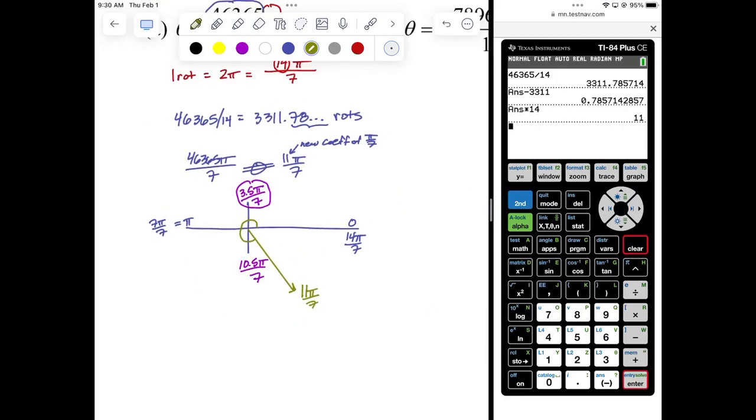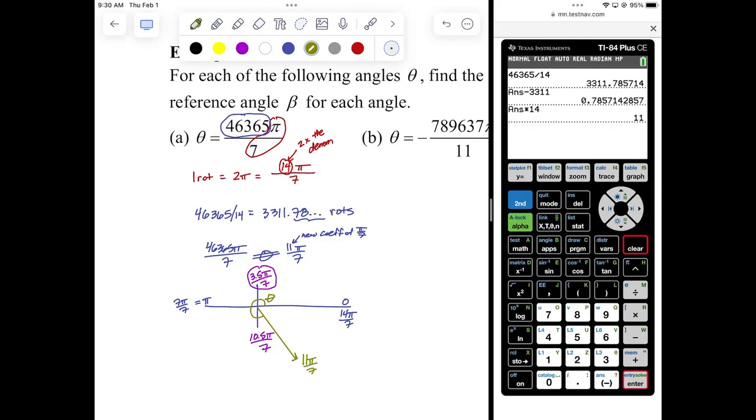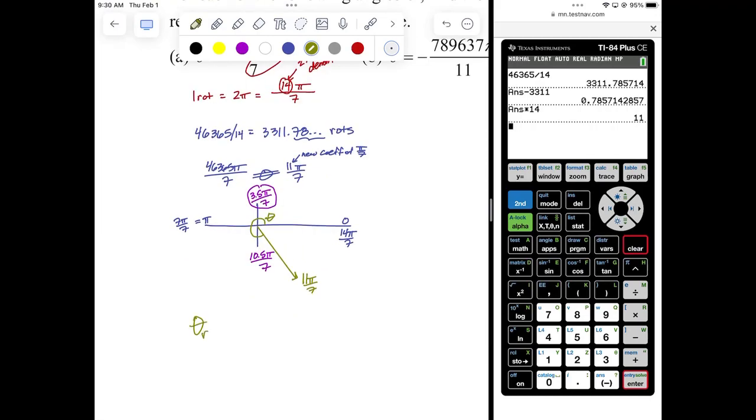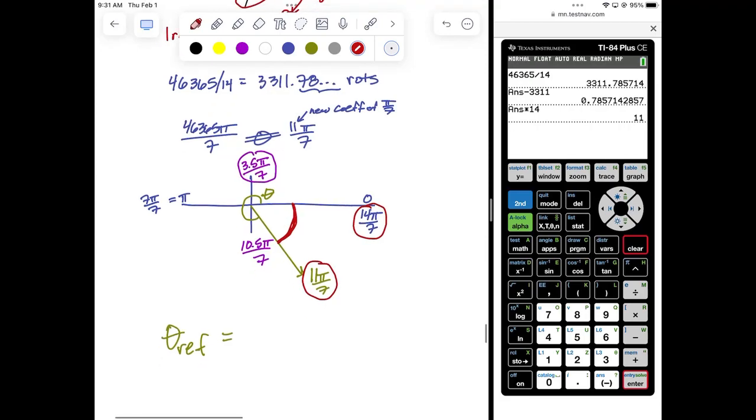Okay. Now, I want you to find the reference angle. If this is the angle theta, then the reference angle is the measure of rotation between where we land and the closest x-axis. So if I draw it, that should be right here. Now look how easy this is. If that lands me at 11 pi sevenths, and the closest x-axis is 14 pi sevenths, how far is it from 11 to 14? 3 pi sevenths. And there's your reference angle. Ta-da!